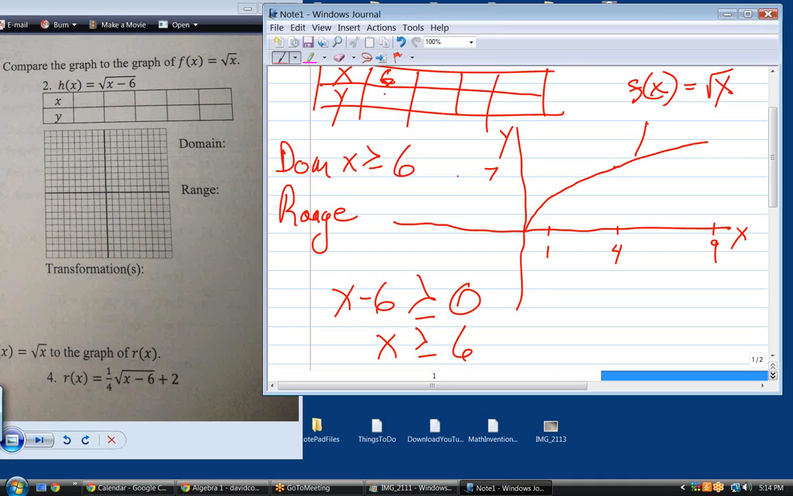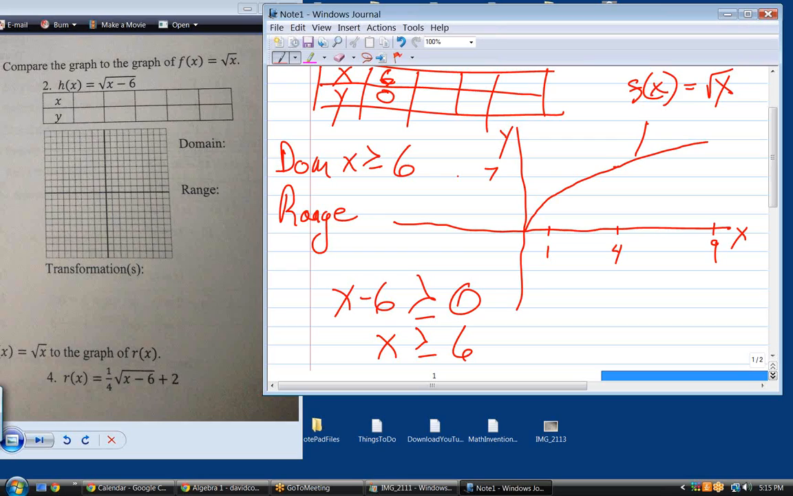Well, when x is 6, what is h of x, or y? Plug it in. Wouldn't that get a negative, though? No. Make x 6. What's 6 minus 6? 0. So you can take the square root of 0. So that's the y value, 0, when x is 6.